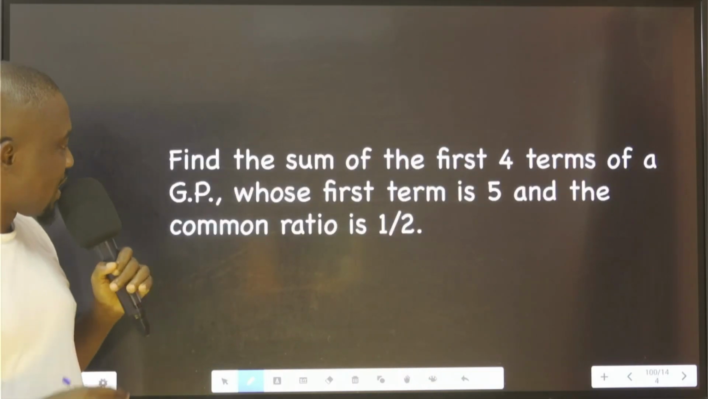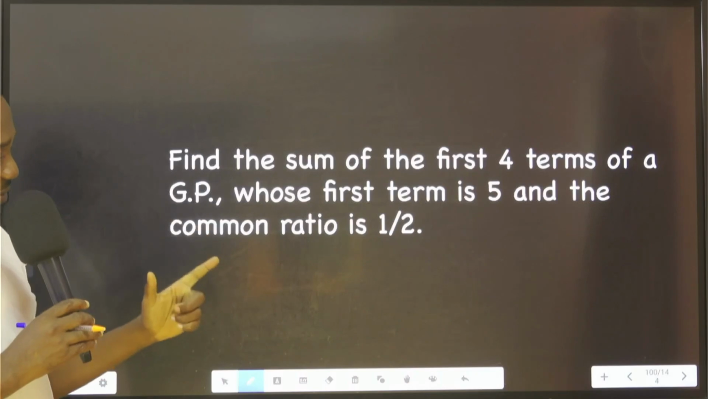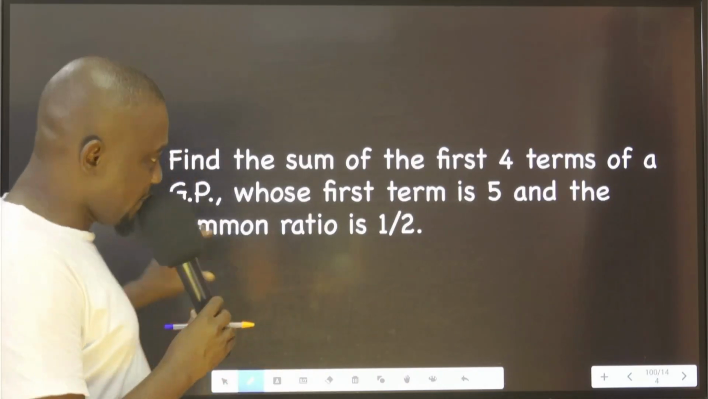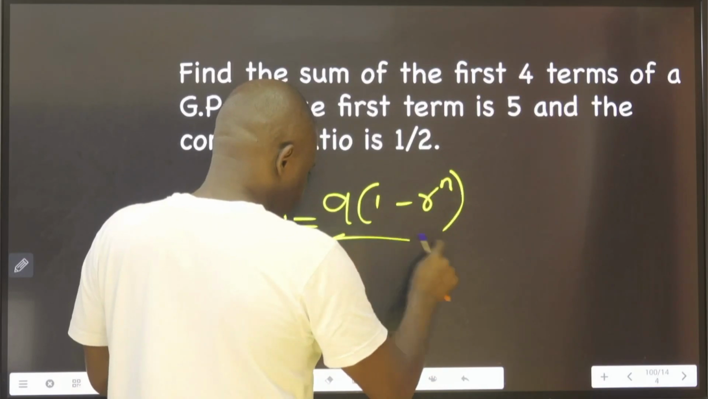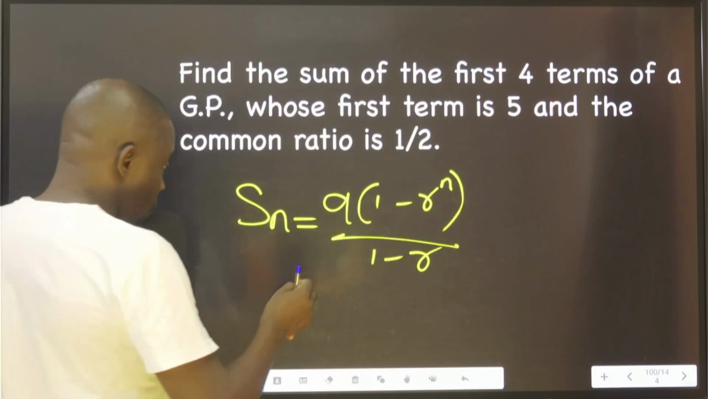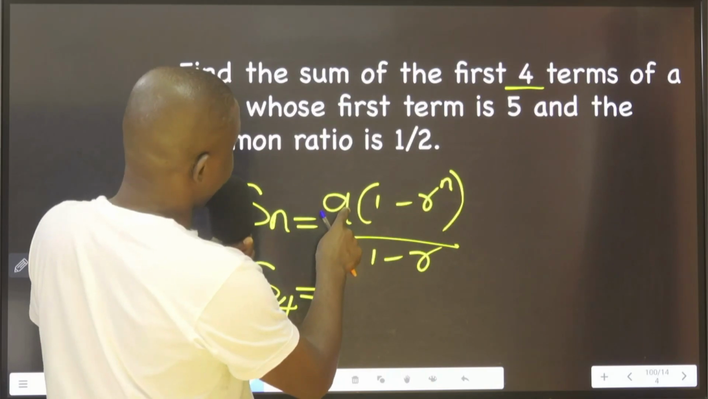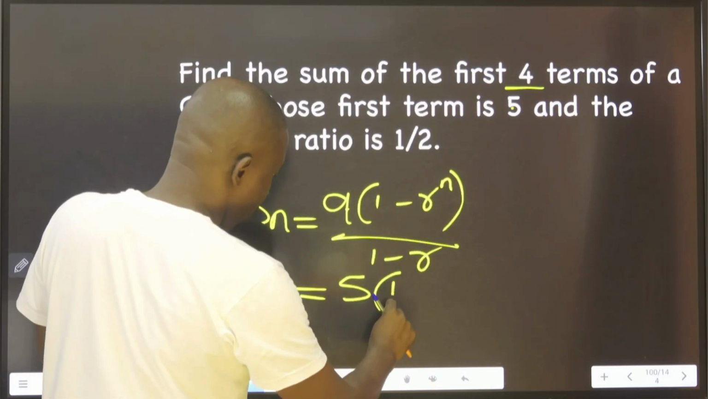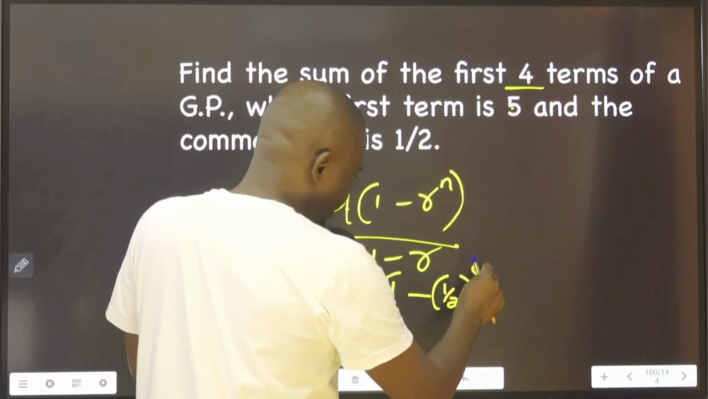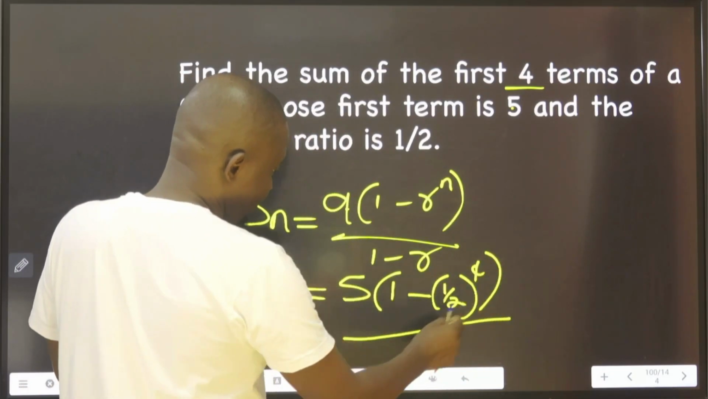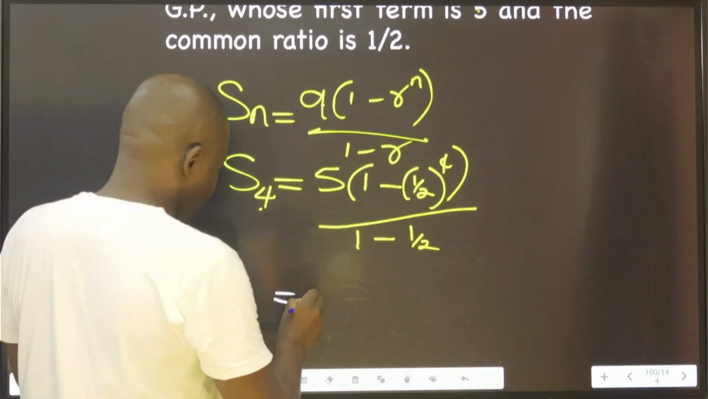Look at this question. It says, find the sum of the first 4 terms of a GP whose first term is 5 and the common ratio is 1 over 2. Let's see. First of all, we write down the formula. Now, what is the nth term? 4 terms. What is the first term? 5. 1 minus r. What's r? 1 over 2. 1 minus r to the power 4, all over 1 minus 1 over 2. Just simple arithmetic to complete this.